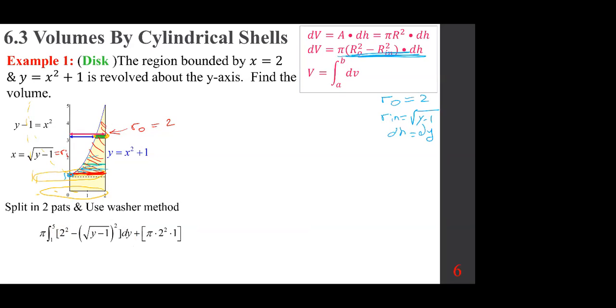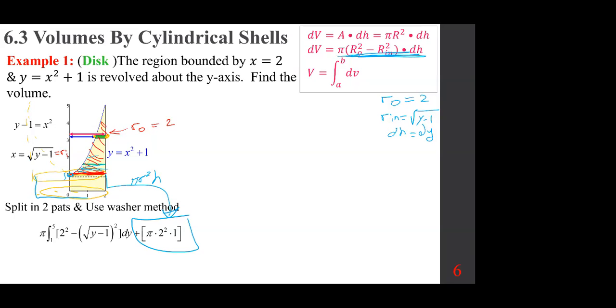But the bottom portion is just the cylindrical shape, pi r squared h. The bottom part, everybody, is just the cylindrical shape, pi r squared h. What is r? 2. So this part is just pi r squared h. What is r? 2. What is h? 1. Okay, there's not much to that. Now the rest becomes history.